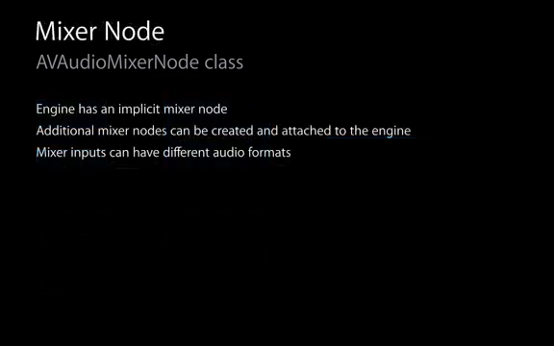Now, the engine has an implicit mixer node. And when you ask the engine for its mixer node, it creates an instance of a mixer, creates an instance of the output node, and connects it together for you by default. The difference here between the mixer node and the output node is that you can create additional instances and then attach them to the engine and use them how you please. Mixers can also have different audio data formats for each input bus. And the mixer will do the work of efficiently converting the input data formats to the output data format.